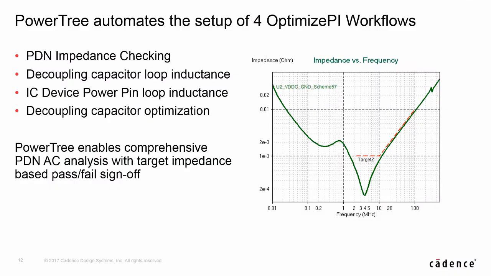In summary, this video has shown how to use PowerTree to automate 4 different types of analyses in Optimize PI. These workflows identify layout problems, optimize decoupling capacitor selection, and perform target impedance pass-fail sign-off analysis. The PDN simulation setup is automatically completed by simply applying a PowerTree.